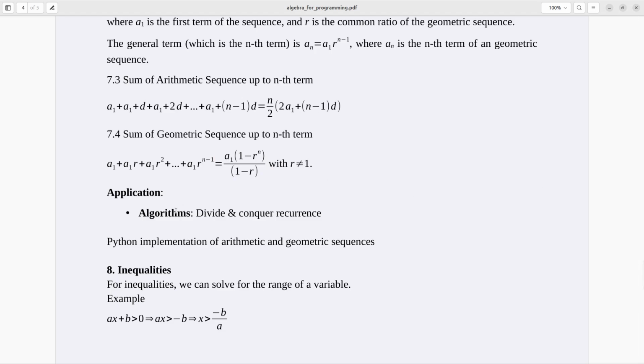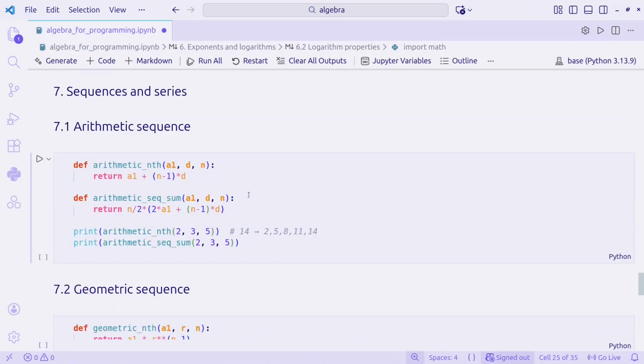So how can we apply geometric sequence or arithmetic sequence? We can use them in algorithms. If we do the divide and conquer recurrence relations, we need to use the arithmetic sequence and the geometric sequence, okay? So let us see how we can implement arithmetic and geometric sequences in Python. So let us talk about arithmetic sequence first.